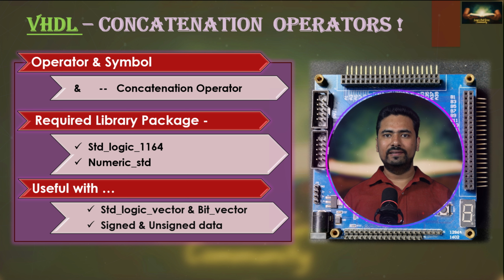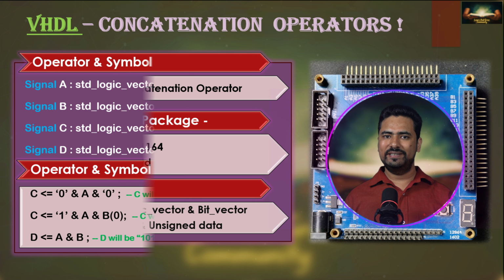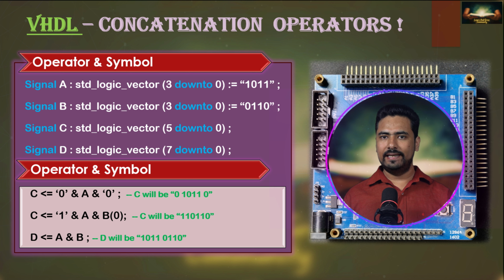But make sure that the assigner and the assignee both have the same data elements to use this operator. If they are not the same, then you may see a compilation error. So make a note of that. You will need to use the std_logic_1164 package to use the concatenation operator in VHDL. Let's understand this in detail with some examples. So here you see some examples.